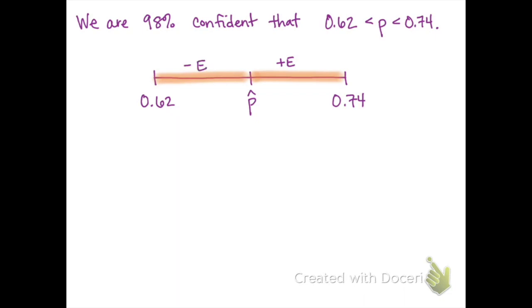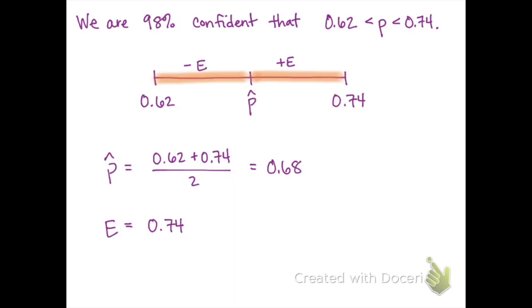To find the value of p hat, we need to find the midpoint between 0.62 and 0.74. So p hat is equal to 0.62 plus 0.74 divided by 2, which is 0.68. And the margin of error is the distance from the right endpoint, 0.74, down to the value of p hat, 0.68, which is a difference of 0.06. That can also be found by subtracting p hat, 0.68, minus the left endpoint, 0.62, and we also find 0.06.